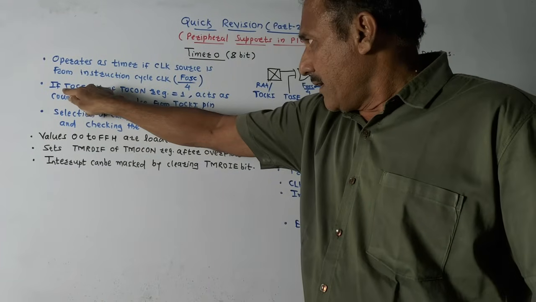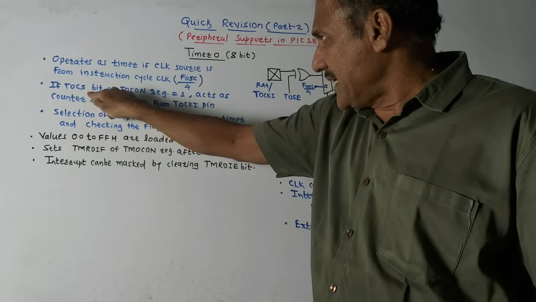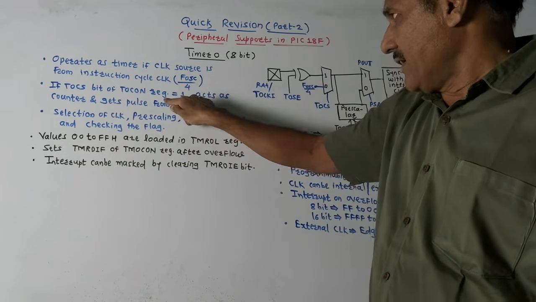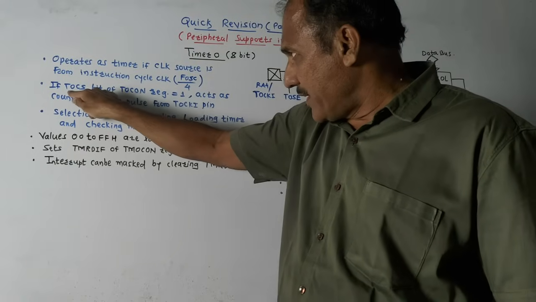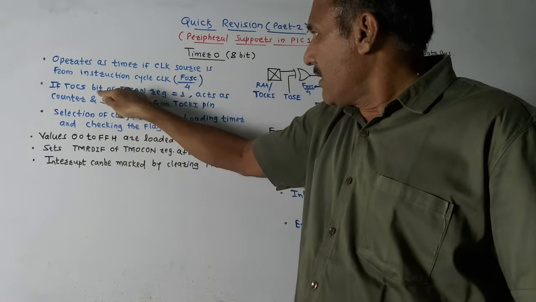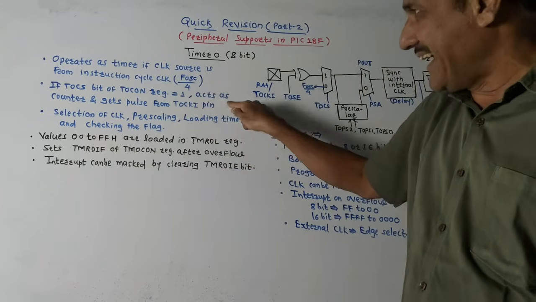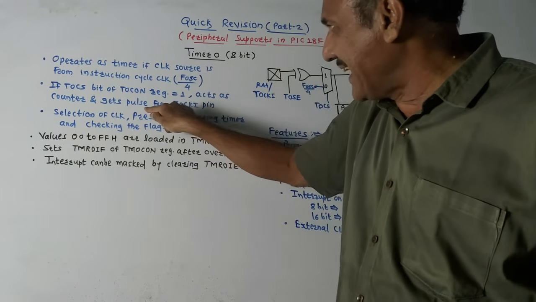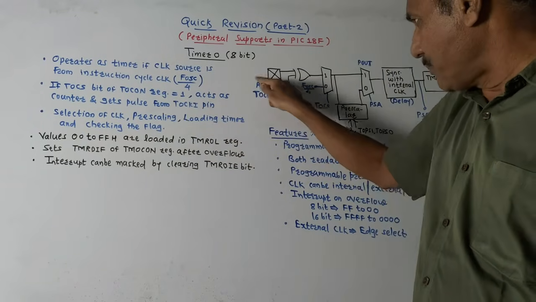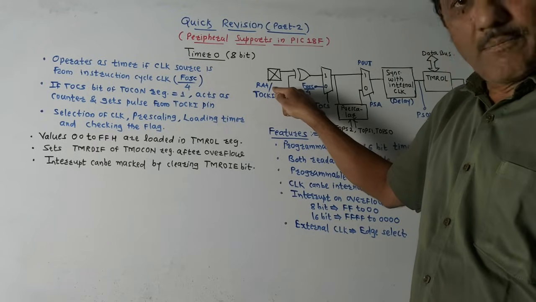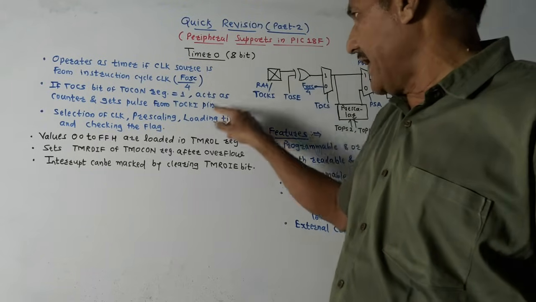Then if T0CS bit of timer 0 control register is 1, matlab ye bit, T0CS bit of timer 0 control register is set equals to 1, it acts as a counter and gets pulses from this pin, T0CKI pin or pin number 4 of port A.